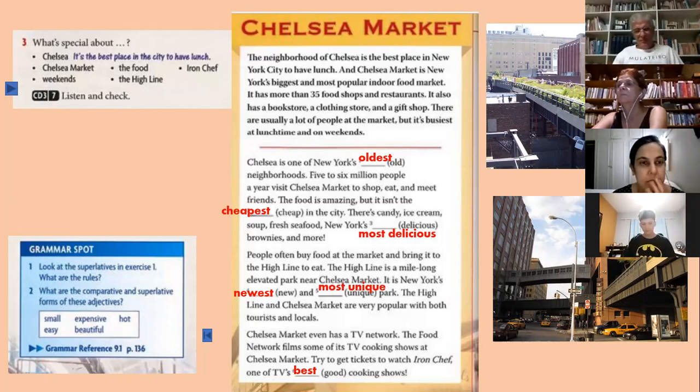Okay, now look at number 3. In number 3, you're going to complete what is special about each one of these places. What is special about Chelsea? So you look at the reading and say, it is the best place in the city to have lunch. You are going to do the same with Chelsea Market, weekends, the food, the High Line, and Iron Chef, okay?